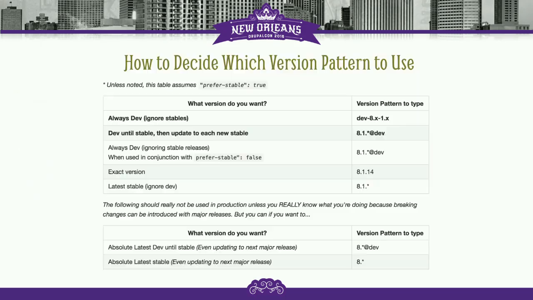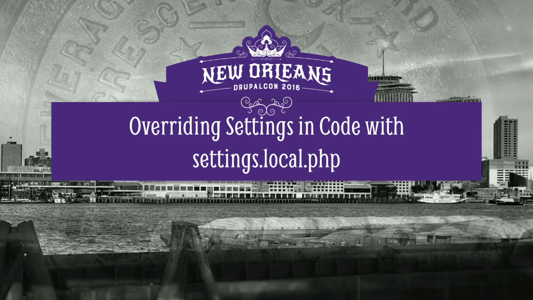Hope that's clear. So if you're wondering how to decide which version pattern you should use when you're requiring packages, I created this little table. Those first two are the ones that I use most often, either the dev until stable or always dev. Every once in a while, I'll use the exact version if I need to downgrade. See somebody taking a picture of it, cool. Again, these will all be in the slides.